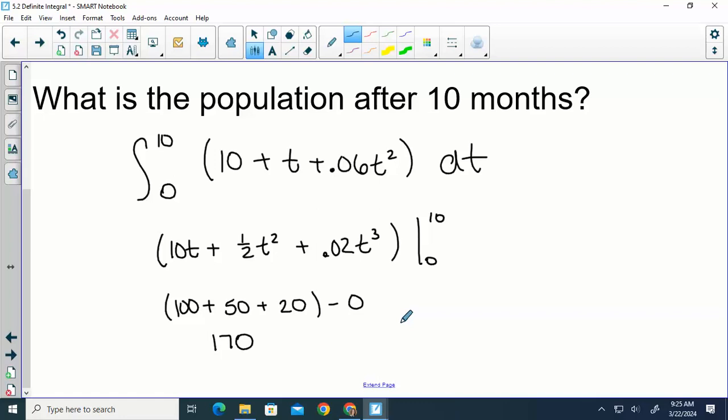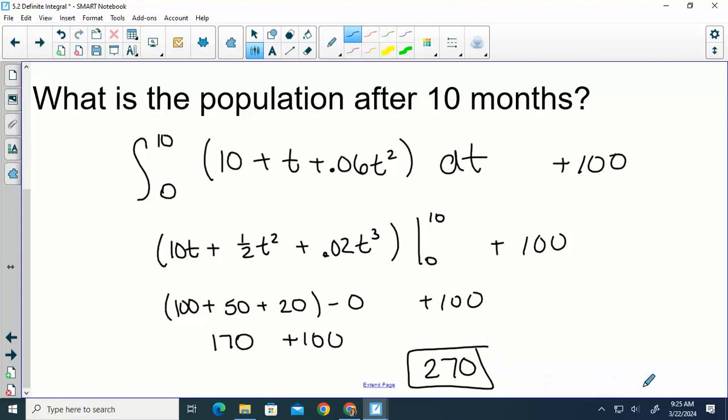What did we have a second ago? We started with how many animals? 100. What we just did is the antiderivative of the population growth. So we found out how much the population grew by. So it increased by 170. But we already had 100. So if we add the 100 we start with, now we're up to 270. Does that make sense to everybody?